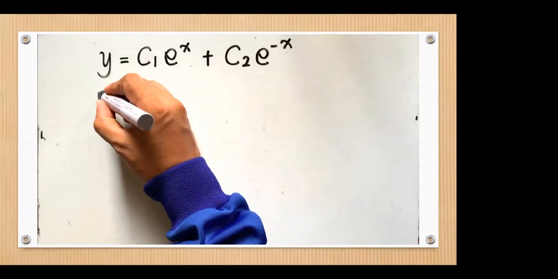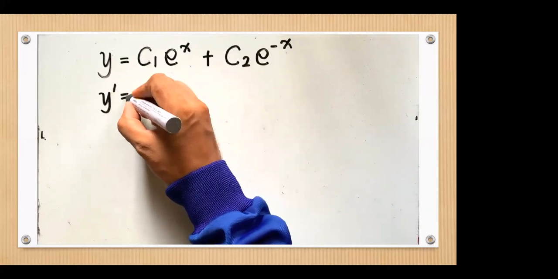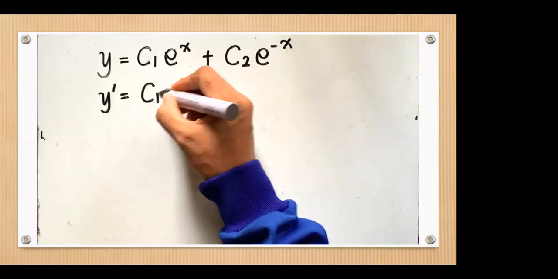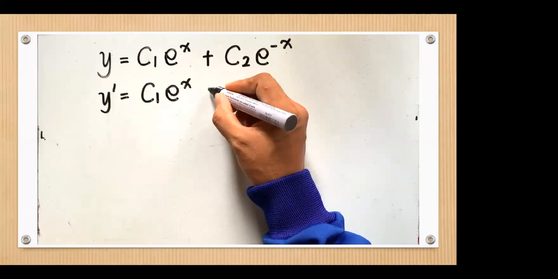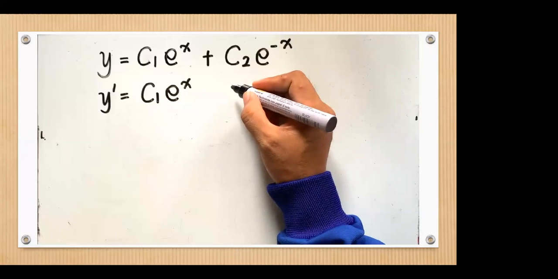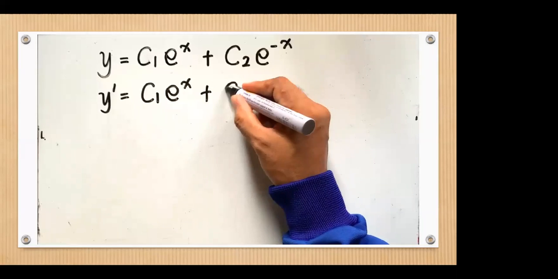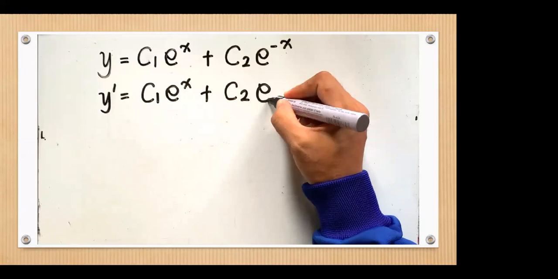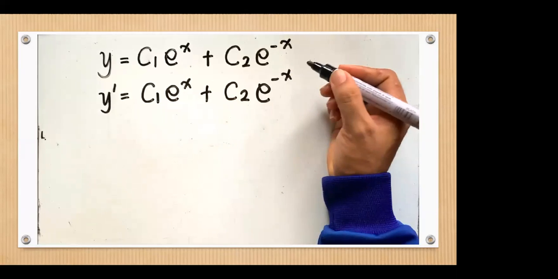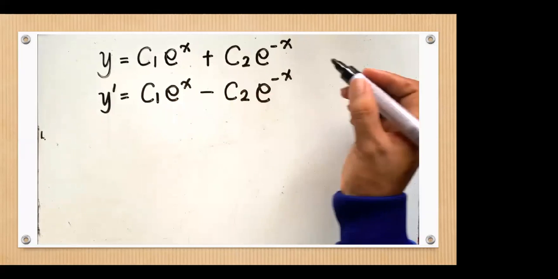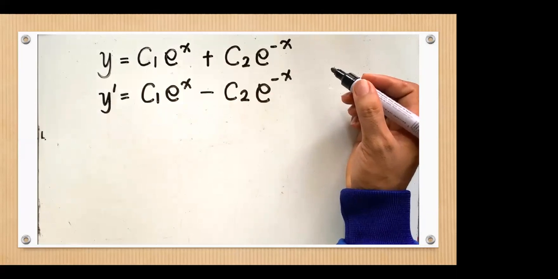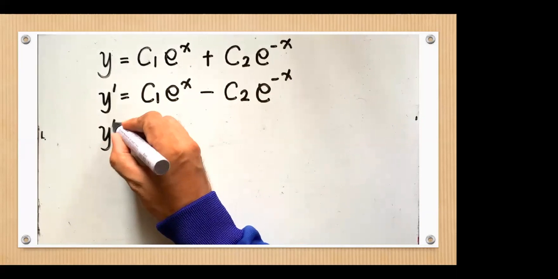Okay, so the first derivative of this equation is y prime equals... Again, recall how to differentiate an exponential function. So c sub 1 e raised to x, and then differentiate x, the power of the exponential function. So that is 1. And then for the second term, you just copy c sub 2, and then differentiate e raised to negative x: you copy e raised to negative x and differentiate negative x, which is equal to negative 1. So that's why you have minus c sub 2 e raised to negative x.